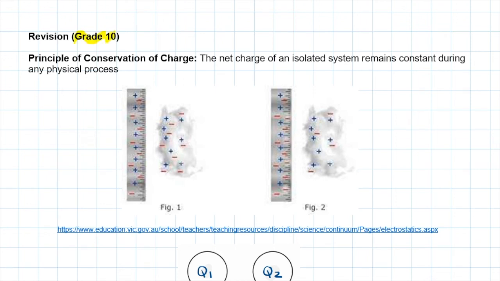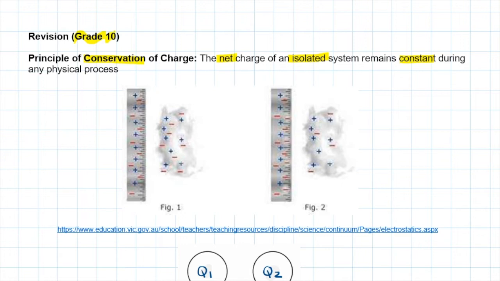We start off with the principle of conservation of charge, which says that the net charge of an isolated system remains constant during any physical process. This simply means that we can't create charge or destroy charge. If anything is positively charged or negatively charged, it's because it gained or lost electrons.